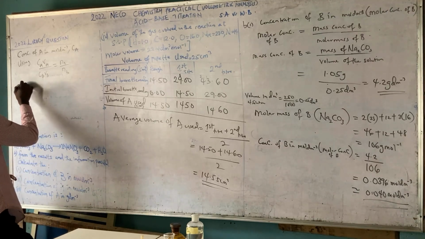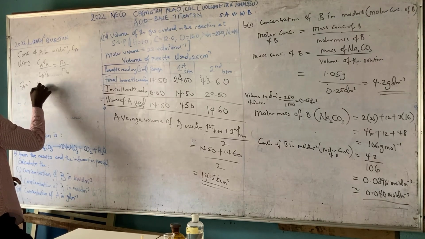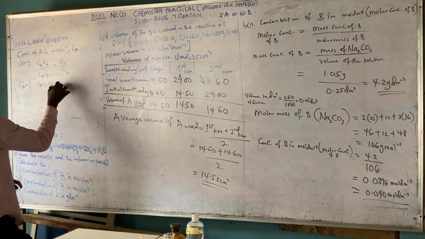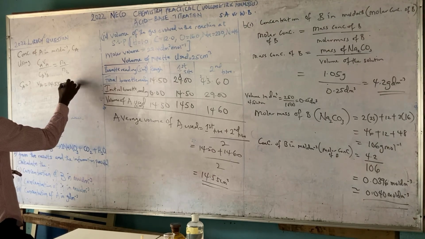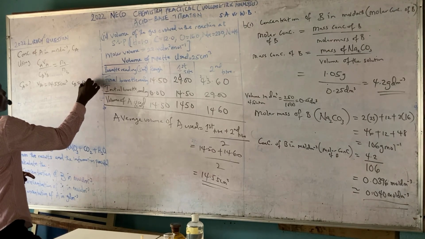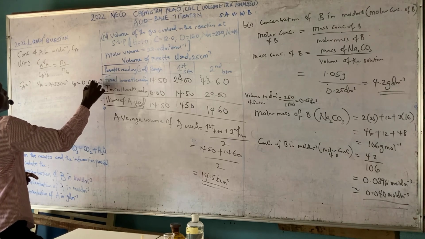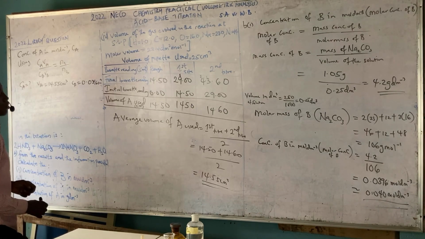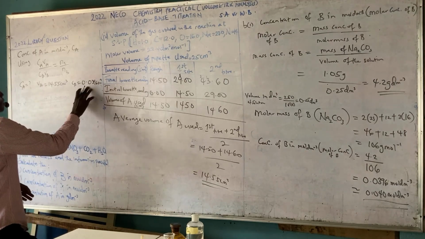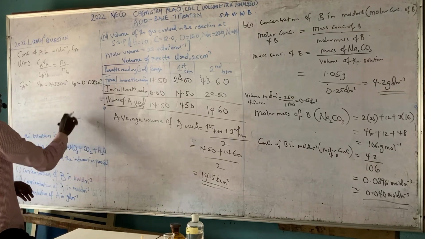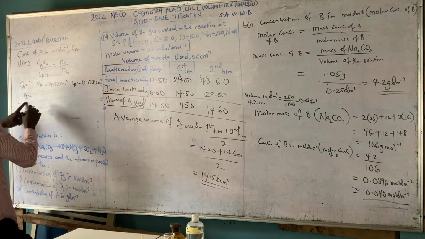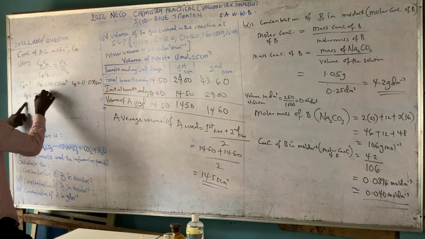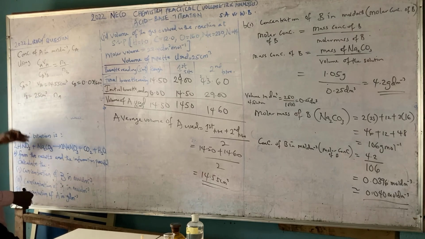So we have CA to be unknown, VA to be 14.55 centimeter cube. Then the next thing, CB is 0.0396. I don't use the approximate value, but I use 0.0396. Then we have VB, the volume of the pipette, which is 25 centimeter cube.